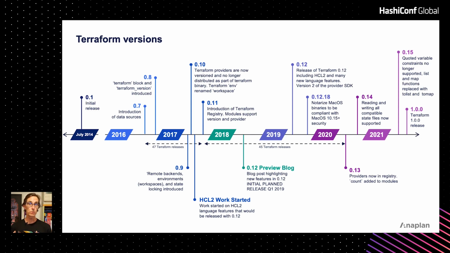0.10 was a really important release because with 0.10 we started to distribute the binaries for the providers independently of Terraform. Why that was important was that Terraform was growing at a pretty astonishing rate. And I think around about this time we were running around 70 providers. So in about 3.5 years, we came along and added another 70 providers.